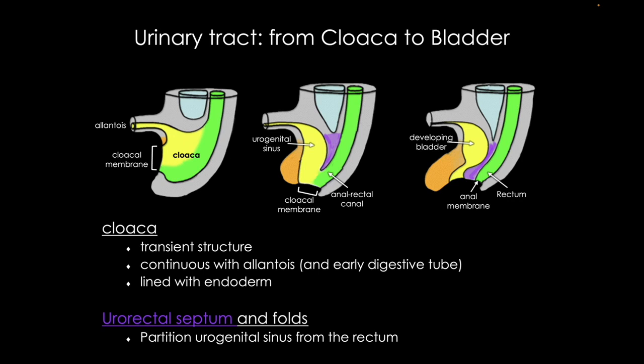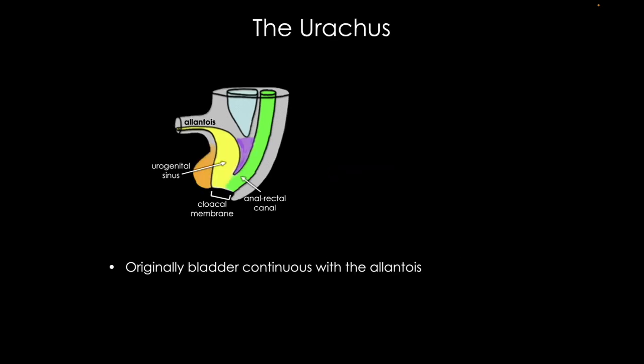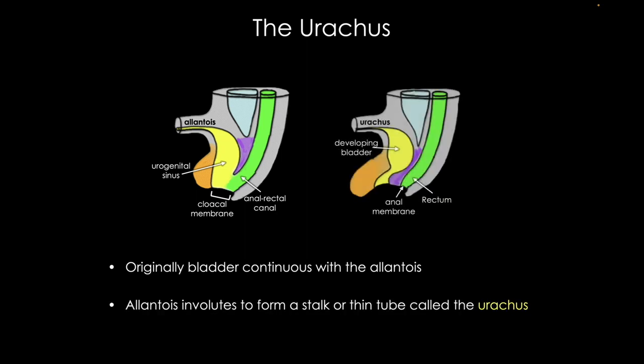Now, what I want to do is go back and focus on this second image. So originally, as I said, the bladder or the urogenital sinus is continuous with the allantois, and that allantois is going to involute and form a structure called the urachus. And that is essentially a thin tube that connects the outside of the body with the developing bladder. Now, the urachus is going to remove nitrogenous waste from the fetal bladder, so it does have a function in the embryo. But that tube, like many tubes, is going to eventually involute and degenerate.